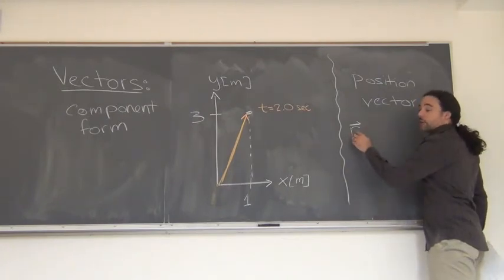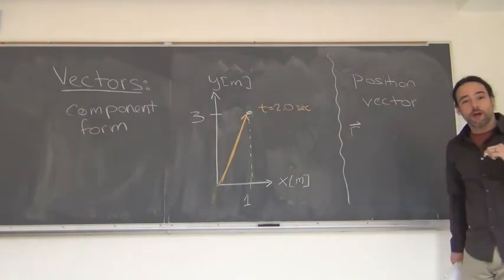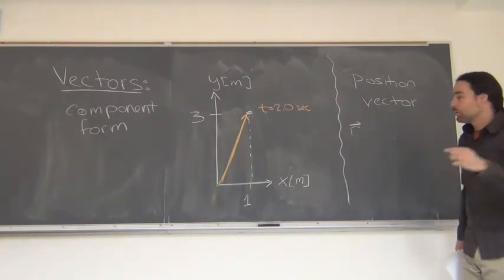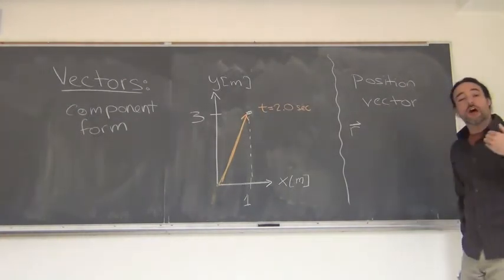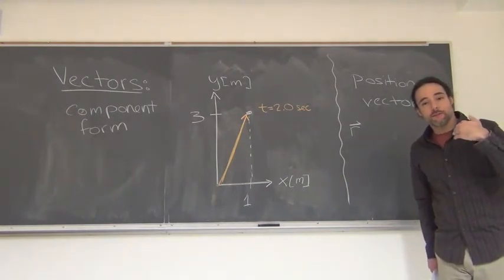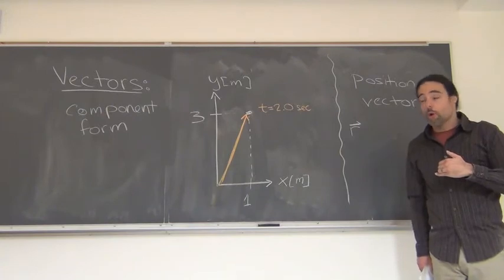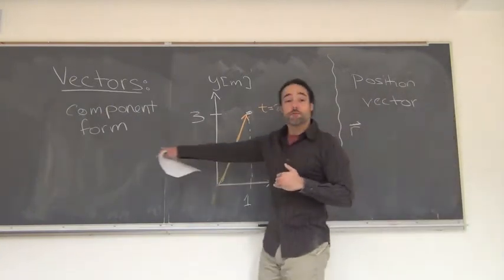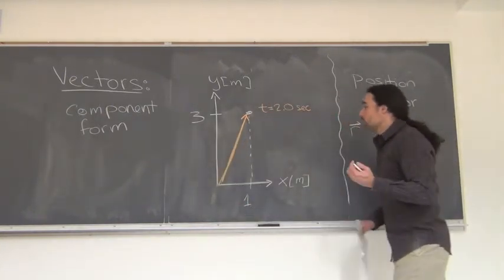Here, I'm using a lowercase r with an arrow on top. The arrow simply means that this object is a vector. So it means I have to give a magnitude and a direction. Or equivalently, we can also write it in component form. So here's how we write them.